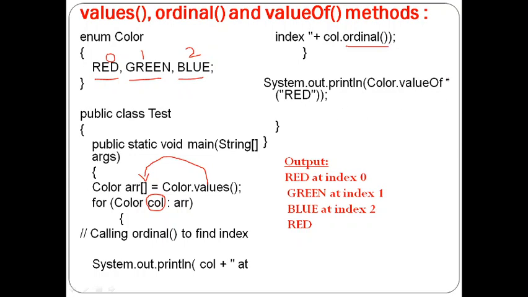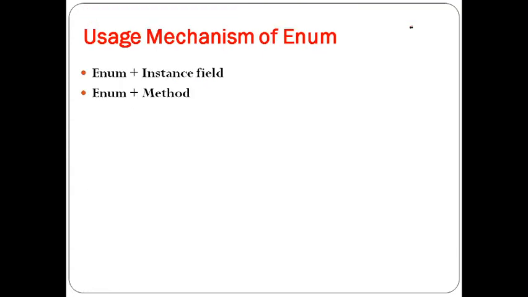And finally, if you want to retrieve the value of a particular named constant, we can use the method valueOf, like Color.valueOf("red"). So the string I am asking is whether there is a named constant in Color with the name red. If it is available, then the valueOf method will retrieve that particular constant. Otherwise, it generates an error. So by using methods like values, ordinal, valueOf, we can do different kinds of things.